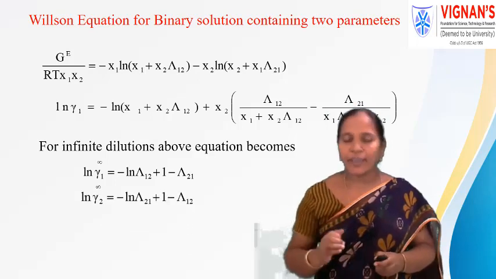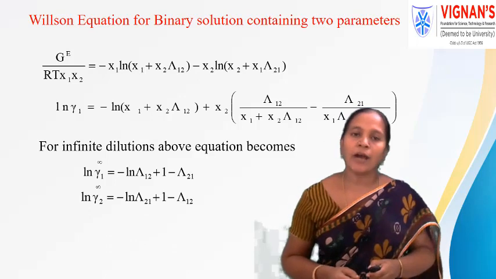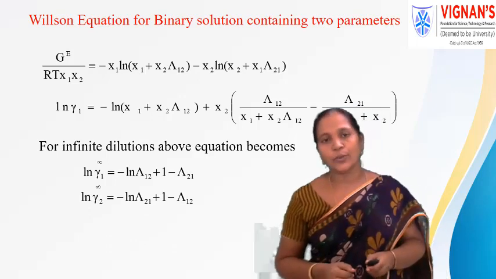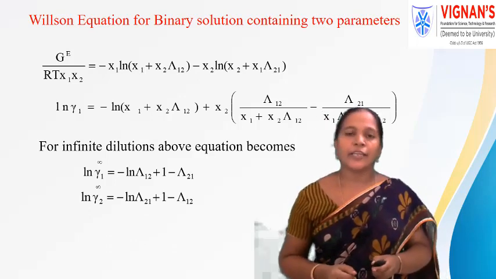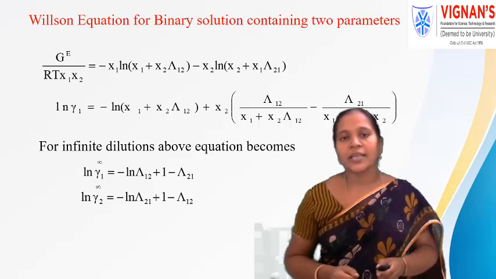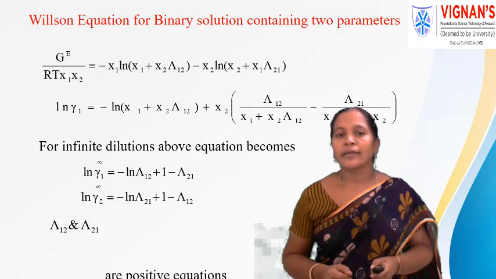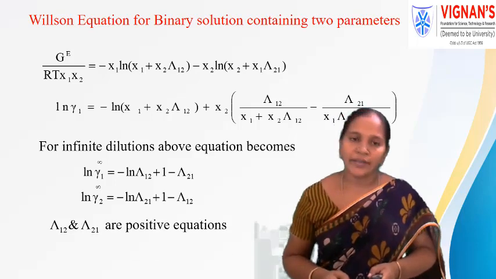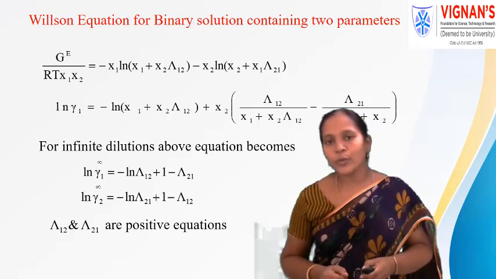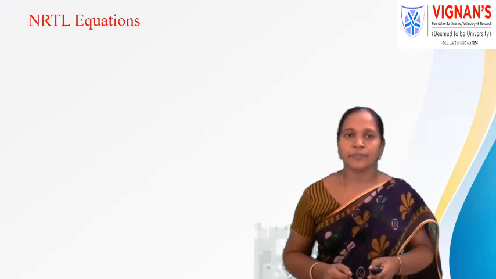Similarly, for infinite dilution, ln gamma 2 infinity is equal to minus ln delta 21 plus 1 minus delta 12. Here, delta 12 and delta 21 are positive.